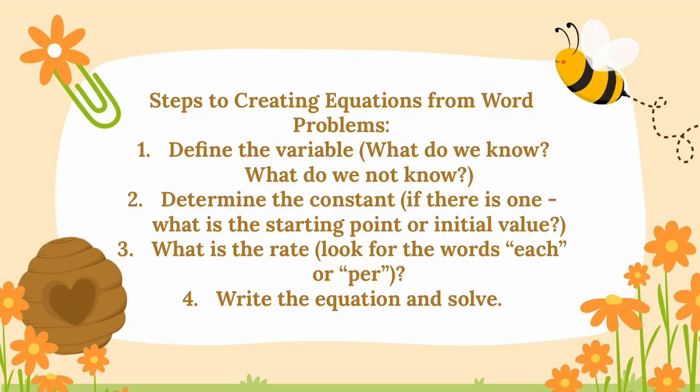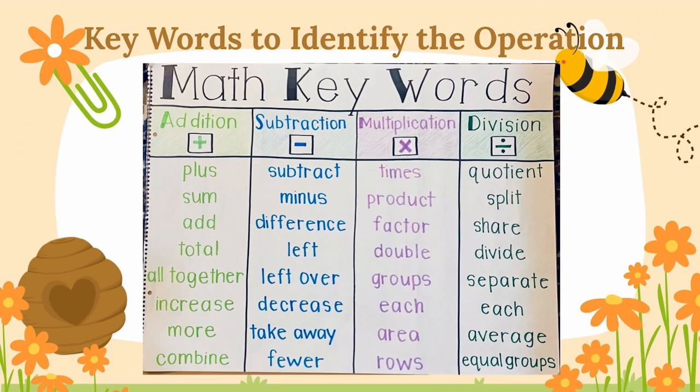And then number 2 is to determine the constant, if there is one. There's not always a constant. Usually it's going to be the starting point or the initial value. And then you need to think about what is the rate. So you're going to look for the words each or per. And then you're going to write the equation and solve. Here are the keywords to identify which operation you're using. So please write these down in your notes.